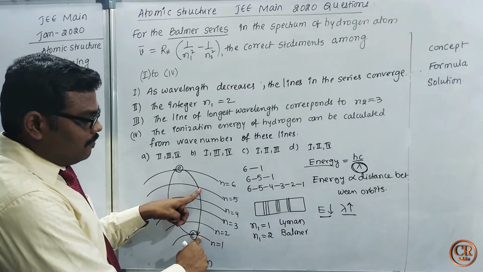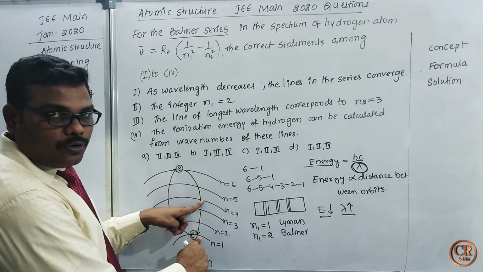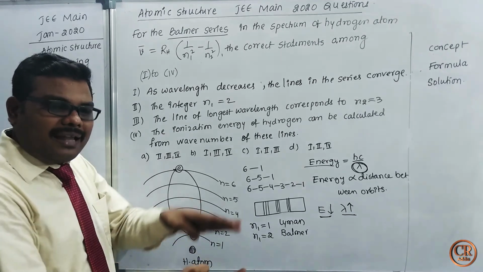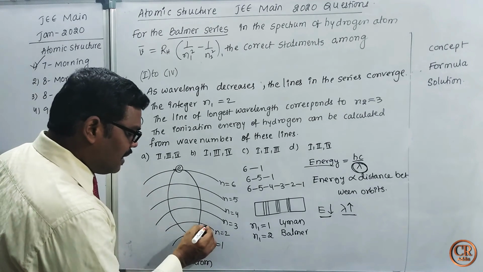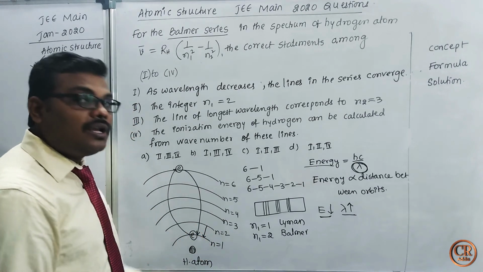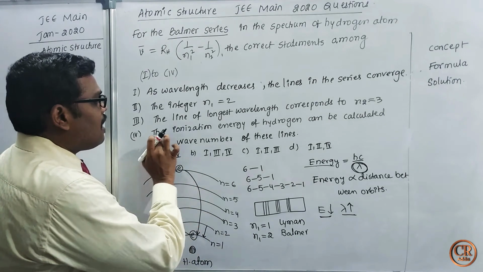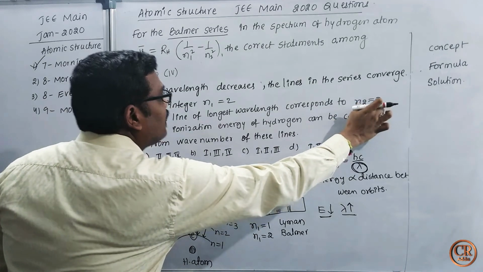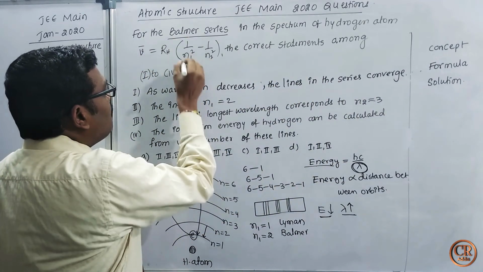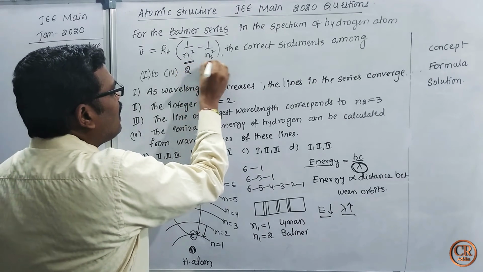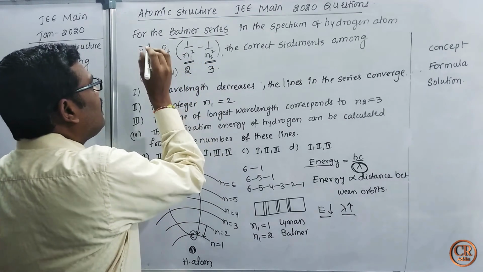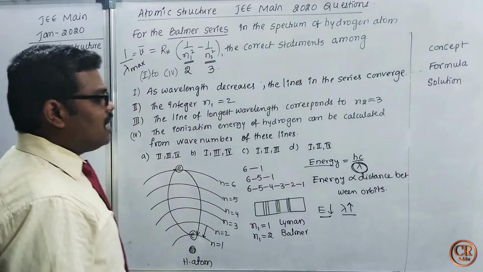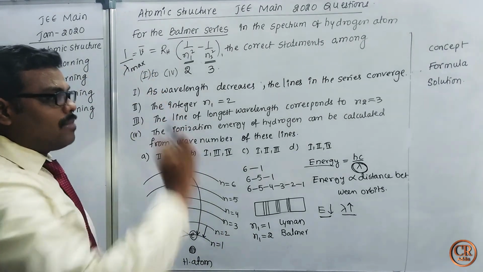Here, N5 to 1, the gap decreases. N4 to 1, the gap decreases a little bit. N3 to 1, N2 to 1, where the gap is very less. The gap is very less between N2 and N1. So that's why the line of longest wavelength corresponds to N2 equal to 3. See here, N1 is 2 for the Balmer series, and if N2 is 3, then we get the maximum lambda. The lambda of the photon emitted during de-excitation is maximum.